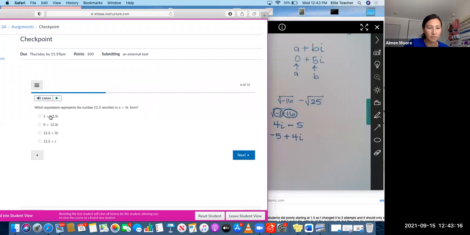Okay, which expression represents the number 12.3 rewritten in a plus bi form? Okay, so since we've gone through this, I'm going to let you guys do it and then send me your answers in the chat. So we're trying to rewrite 12.3 in a plus bi form. So go ahead and do it and send it to me. See if we've got the hang of that.